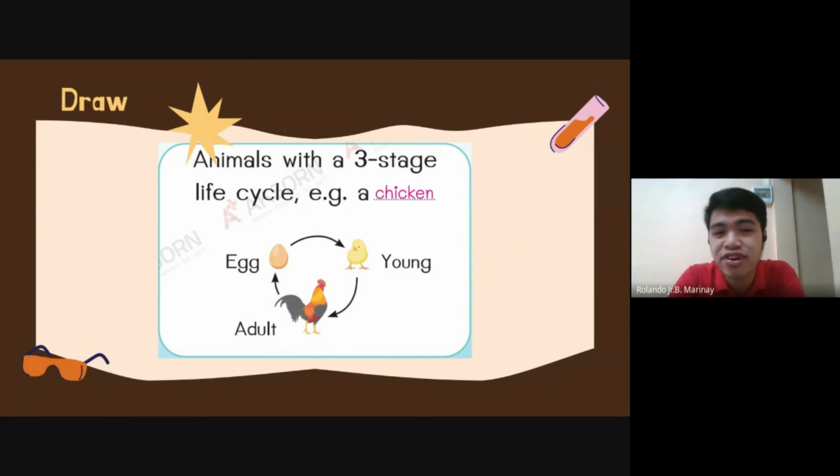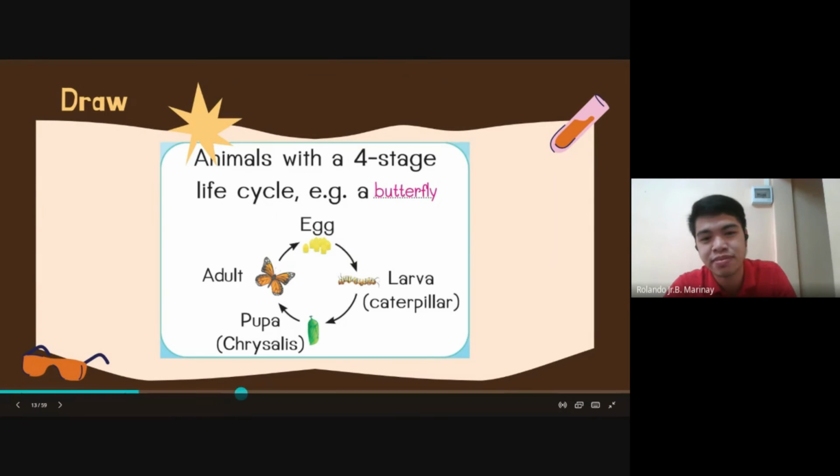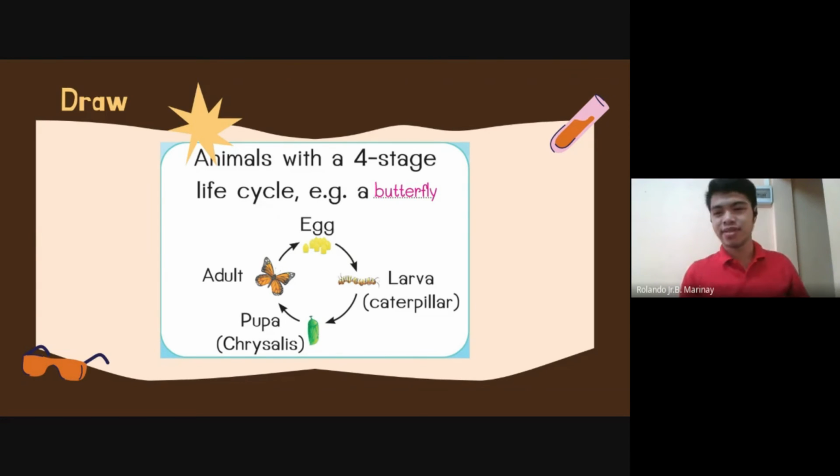You have 1 minute for every box. Okay, your timer starts now. Okay, your 1 minute starts now. 1 minute is up. Next, if you can finish, it's okay. You can just rewatch this video. Okay, next. Life cycle of a butterfly. 1 minute again. Time's up. Next.